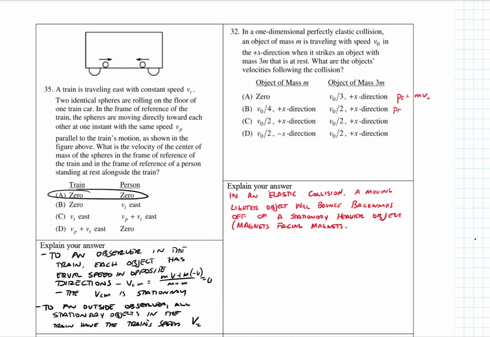For B, if we do the same thing, we've got mv0 over 4 plus 3mv0 over 2. That momentum is 7mv0 over 4. So momentum is not conserved in B. That's not even a possibility.